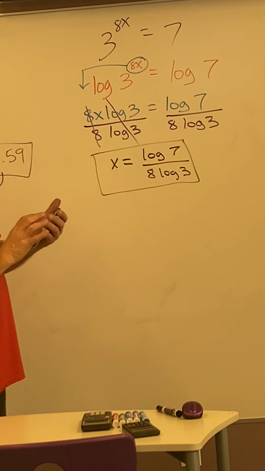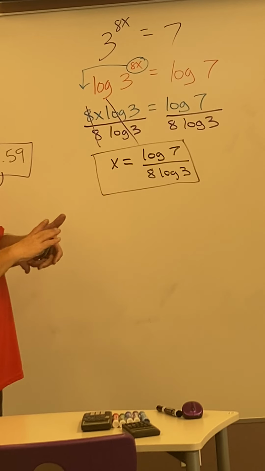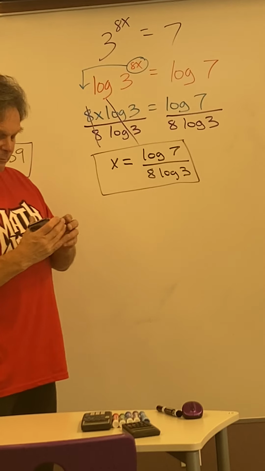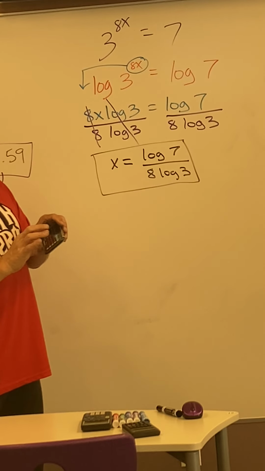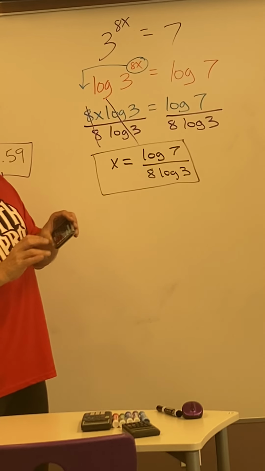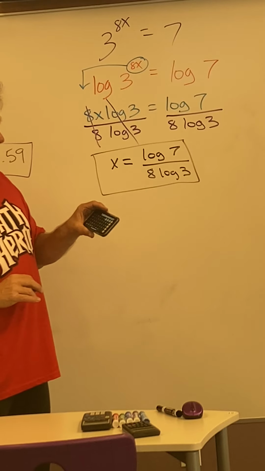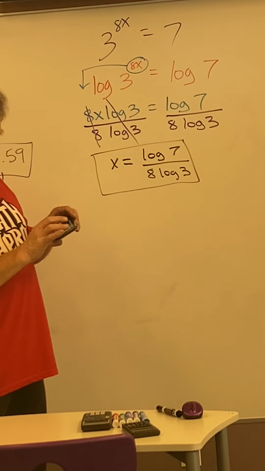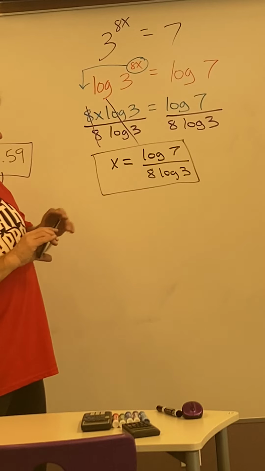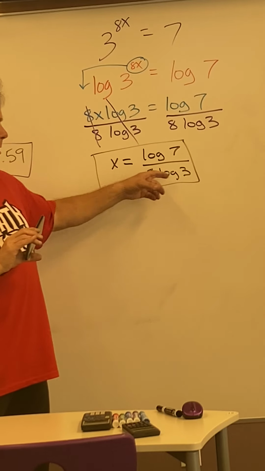Okay, so here we go. I'm going to say, okay, log 7 first. I'm going to do 7, hit log 10. Okay, it gives me 0.845098. Then I'm going to hit divided by. Now I want to divide by this quantity.